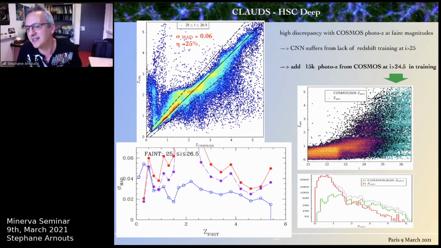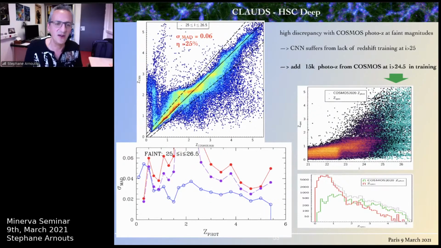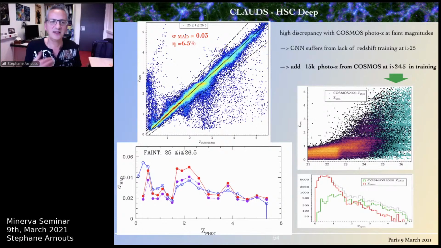So there is one easy way to fix this type of thing, if we believe COSMOS is true: to add a population of COSMOS 2020 objects, a small fraction, less than 10%, that populate the faint end and all over the redshift domain. So you can see the redshift distribution of the added objects in our training set. When you do that, obviously it's improved. So this is the result before including some photo-zs from COSMOS and after including those photo-zs.